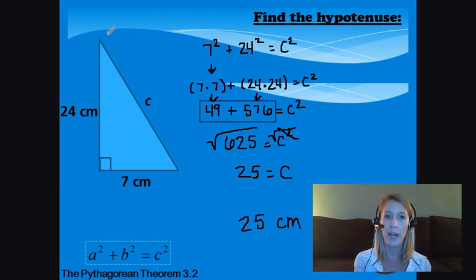Now keep in mind, the hypotenuse is always the longest length of our right triangle. So if you come up with an answer for the hypotenuse that is shorter than any of the other lengths you were provided, you want to go back and double check your answer, because your hypotenuse C is always going to be the longest length. Let's go ahead and take a look at another example.